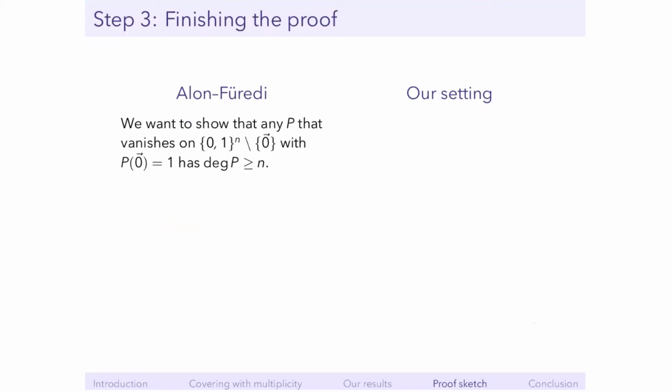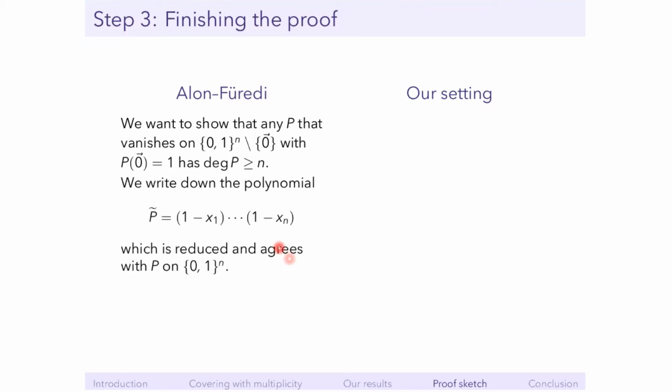Remember what we were doing in the Alon-Füredi setting. We wanted to show that any polynomial which vanishes on the hypercube but has value, say, 1 at the origin, has degree at least n. And what we did was we just wrote down this explicit polynomial. We noticed that it's reduced and it agrees with this function p on the hypercube. And then just because this thing has degree n, steps 1 and 2 immediately imply that we're done. They immediately imply the Alon-Füredi theorem.